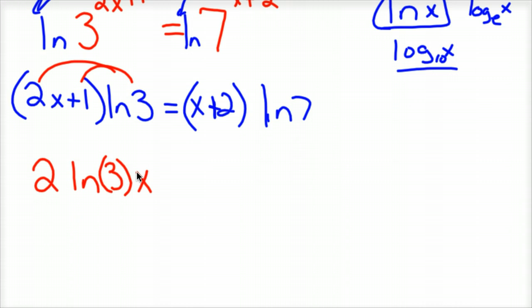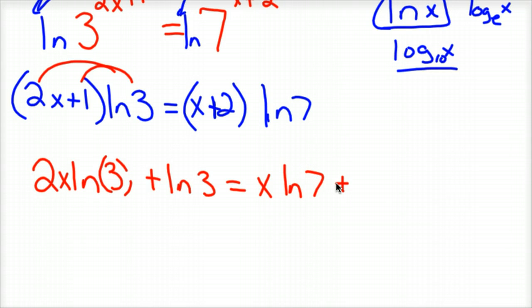Okay? Or maybe that x, you don't want to bury that in the natural log. You want to be careful there. So I'm going to stick it out front. Commutative property allows us to do that. So 2 times x times natural log of 3. And then natural log of 3 times 1 would be plus natural log of 3. Equals, now we'll distribute the natural log of 7. So we'd have x natural log 7 plus 2 times natural log 7.